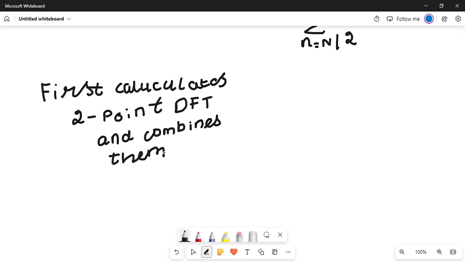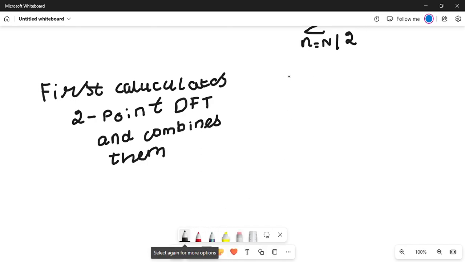But here what is going to happen is that it will decimate the sequence step by step. Decimate means dividing. So it is decimating the sequence step by step to 2-point sequences and calculates the DFT.